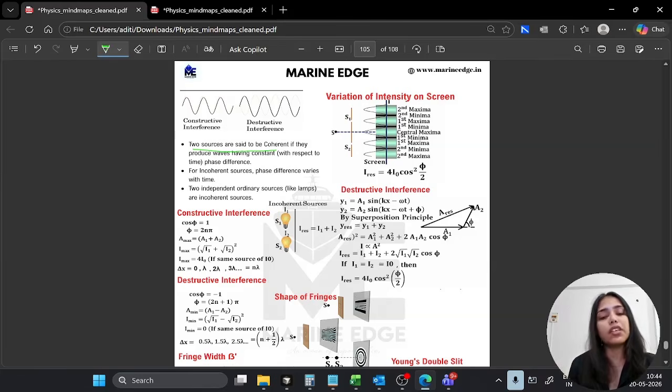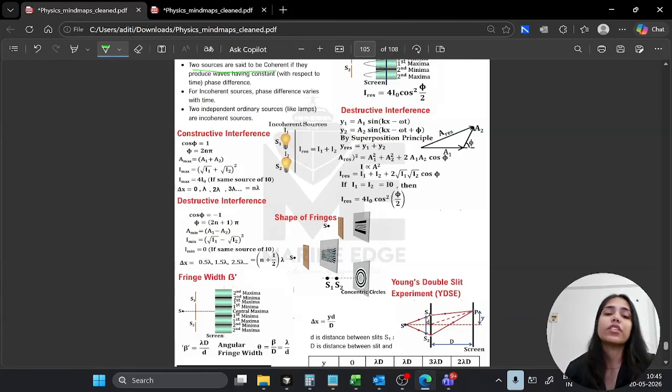So the difference between the phase of both the lights should always be constant. Not that they should have the same phase, but the difference between phase should be constant. Now, two independent ordinary sources like lamps are incoherent in nature. Now, moving on, till now we have discussed constructive interference requires n lambda, right?